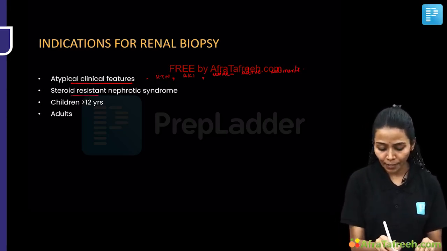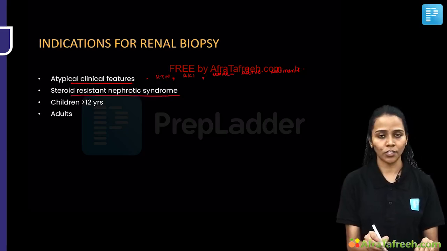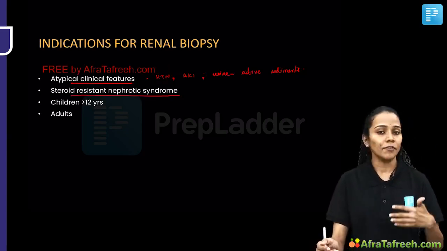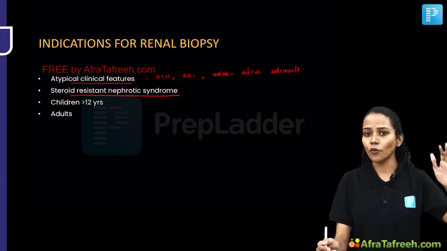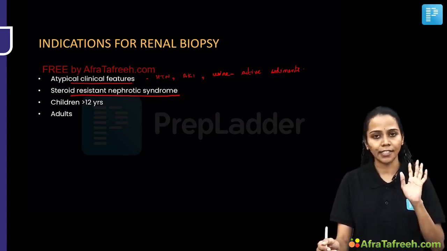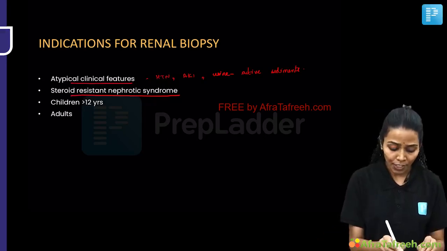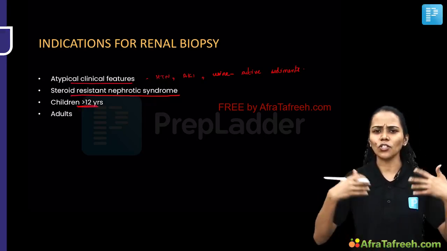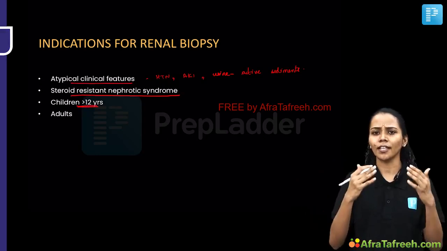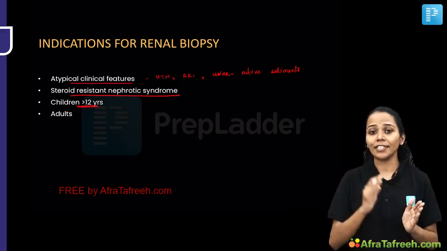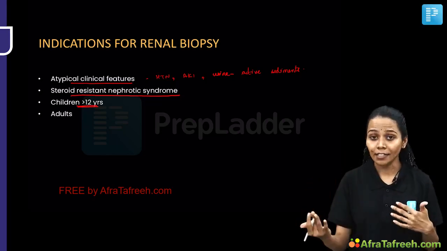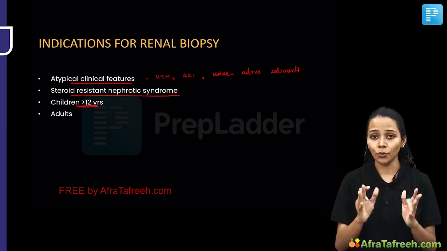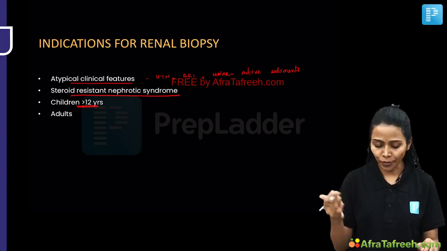The second is when it becomes steroid resistant nephrotic syndrome. Think a child came to us, we started the child on steroid, but we continued steroid even for 4 weeks, there is no response, then it is an indication for biopsy. Children more than 12 years, once they cross 12 years, we are not sure that this is minimal change disease, it can be FSGS. So in that situation, our treatment approach might change. So that is why it is important to do biopsy when children cross 12 years.